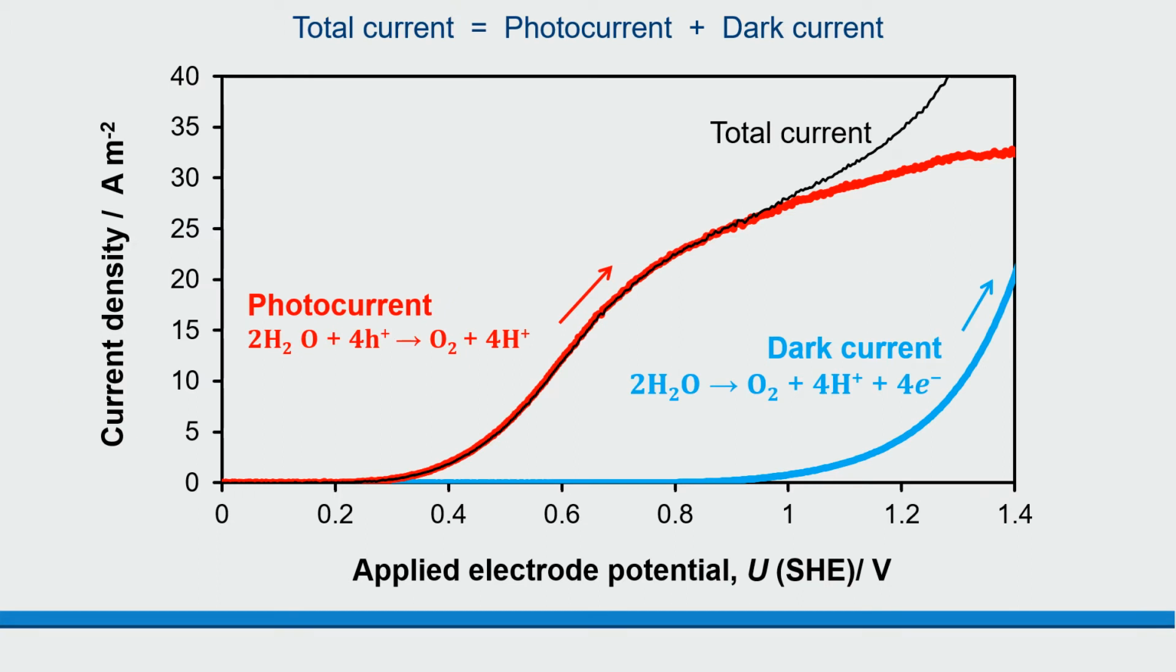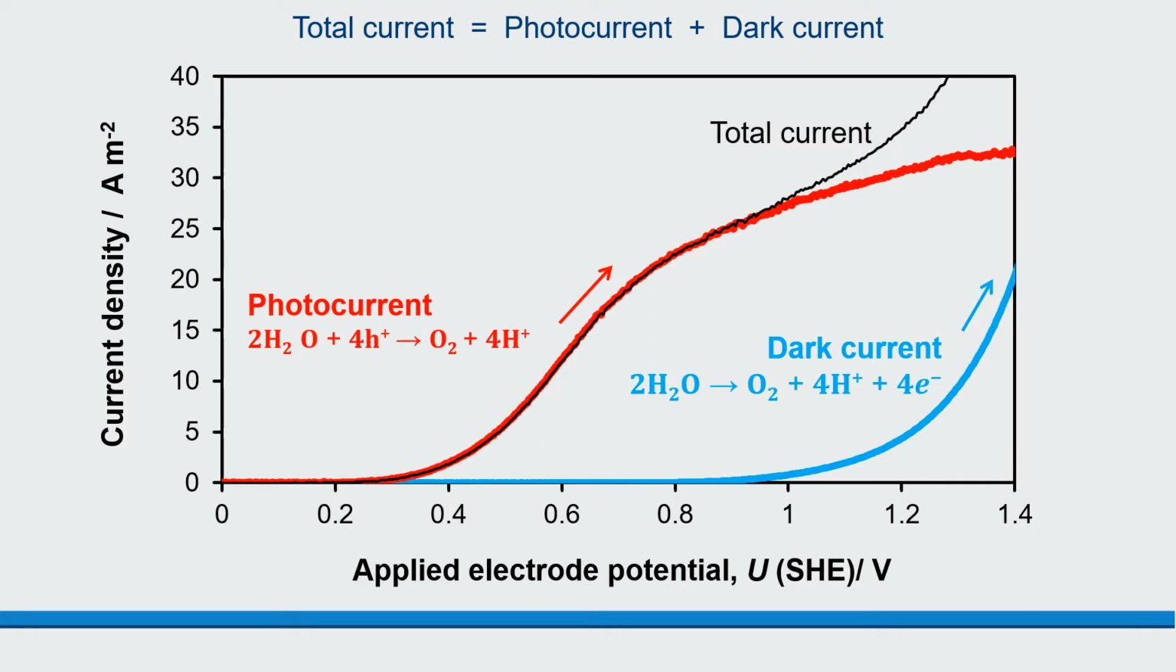So to start off with, on this graph, what we have is a fairly typical voltammogram that's been recorded on a semiconducting photoanode in aqueous media. So we have what's called a dark current, which is measured when the interface is not irradiated by light. And then we have the total current in black, which is recorded when the photoelectrode is irradiated. And then, because the total current is a sum of the photocurrent and the dark current, we can obtain the photocurrent by subtracting the dark current from the total current. And the photocurrent is shown in red here.